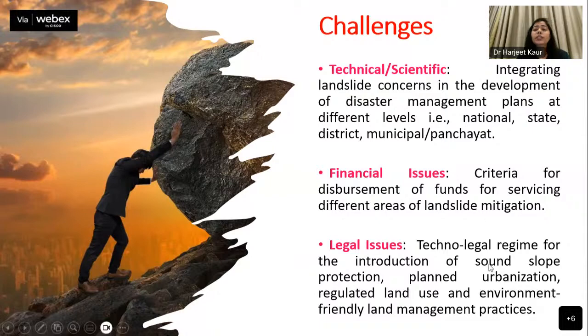So what are the challenges for landslide risk reduction in our country? Basically we need technical and scientific partners, R&D, research and development, and we should integrate the landslide concern in the development of disaster management plans at different levels: national, state and district, even the regional and local level also.